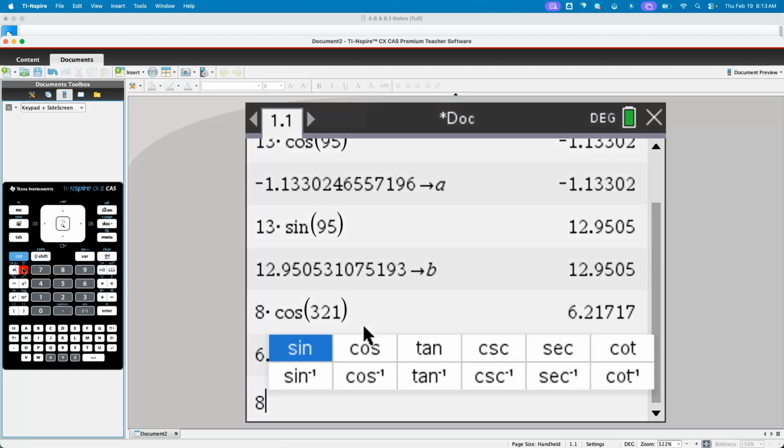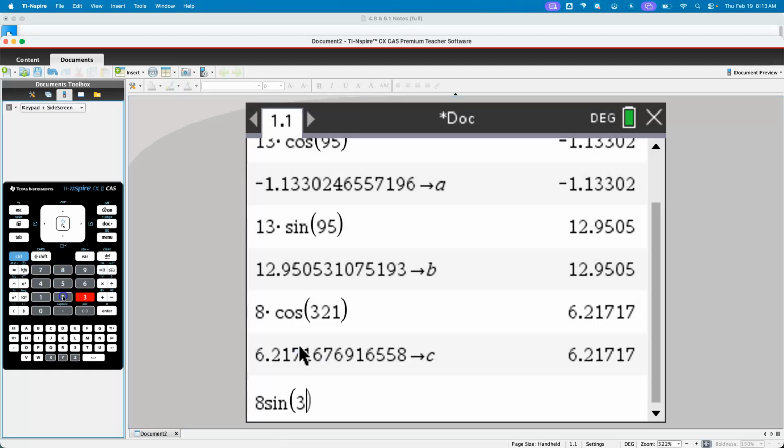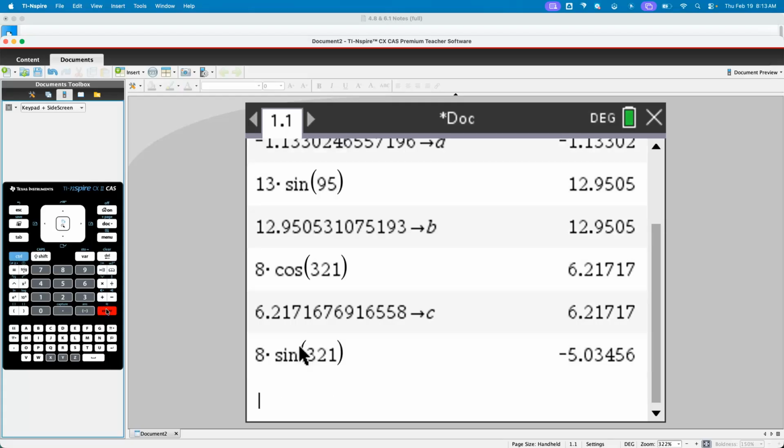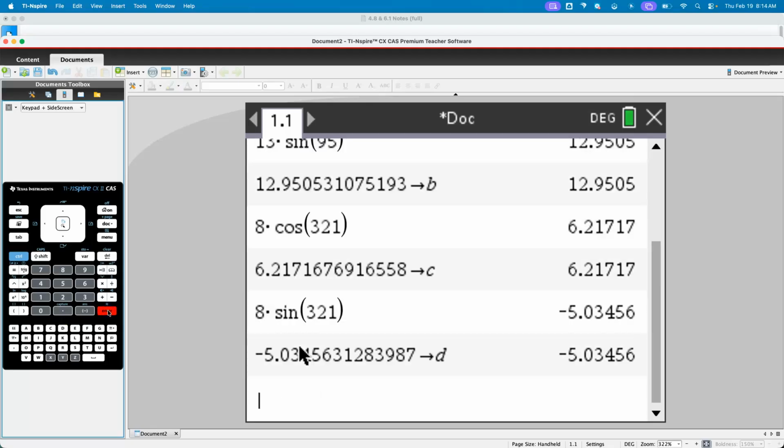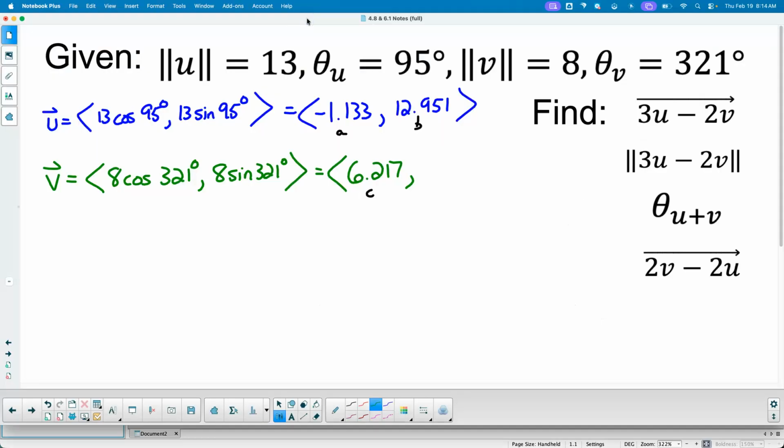Eight sine 321. Negative 5.35. I'm going to store that, I'm guessing, as D. Okay. Again, you could pick any of the letters. You just can't double store something on the same letter. So negative 5.345. Negative 5.345.